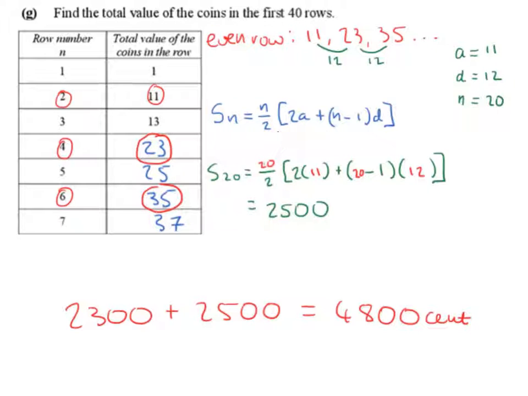So we swap the N for 20, the A for 11, the N for 20, and the D for 12. We get 2,500. Adding the 2,300 and the 2,500 together gives us 4,800 cents, which is 48 euro. So the total value of the coins in the first 40 rows is 48 euro.